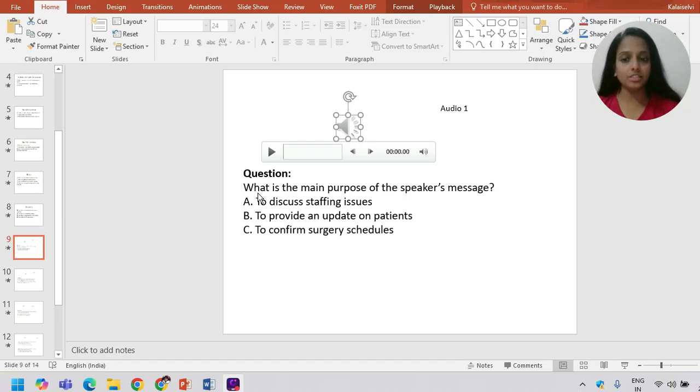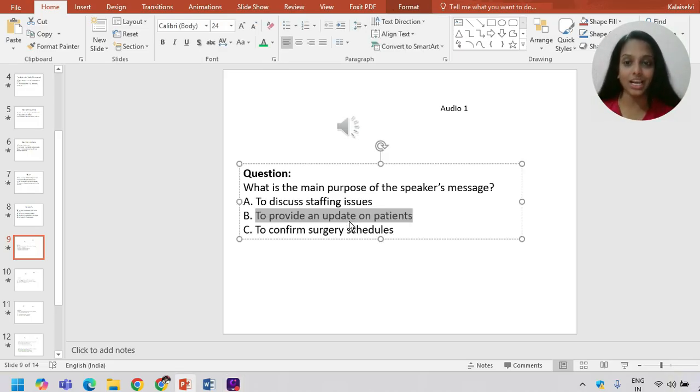Now, the question is, what is the main purpose of the speaker's message? The options given here are to discuss staffing issues, to provide an update on patients, to confirm surgery schedules. Which one do you think is the right option? Okay, I'll tell you the answer.